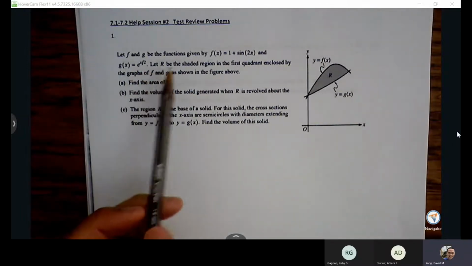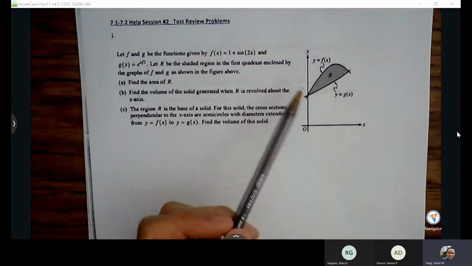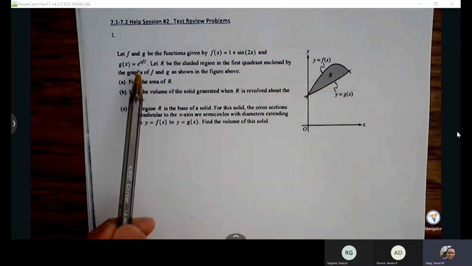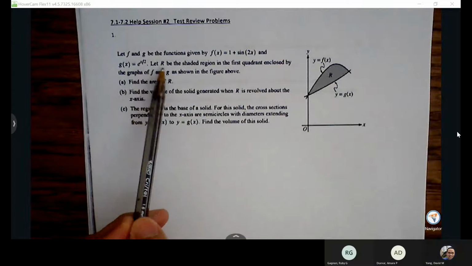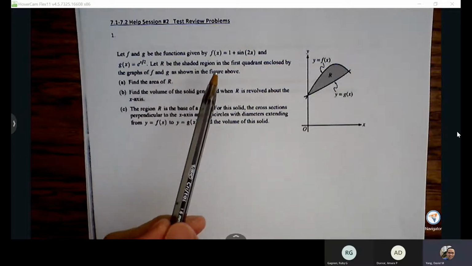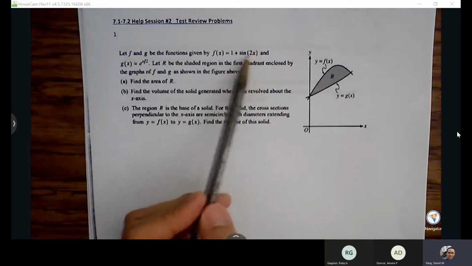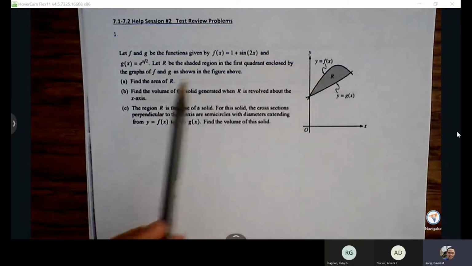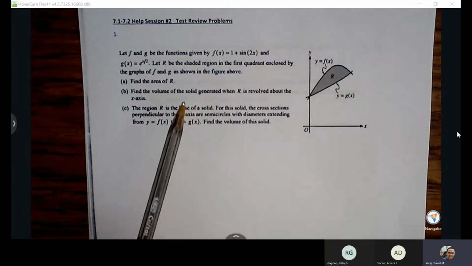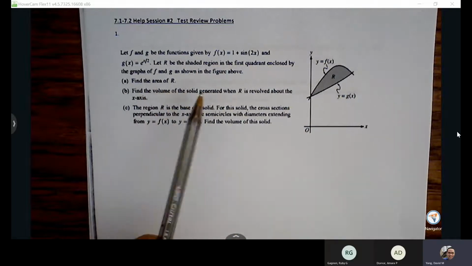Okay, let f and g be functions given by 1 plus sine 2x and e to the x over 2. Let R be the shaded region in the first quadrant enclosed by the graphs of f and g in the figure above. Anytime we're dealing with trig, you want to make sure you're in radian mode, so we should always just be in radian mode to begin with anyways. Okay, part A, find the area of R.